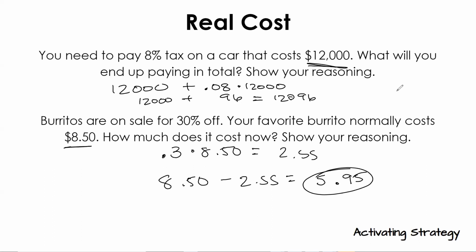I'm gonna go back to this first one. Make sure that you put 0.08 and then multiply it times 12,000. That's gonna give you 960. 960, not 96. That'll give you $12,960. A lot more.